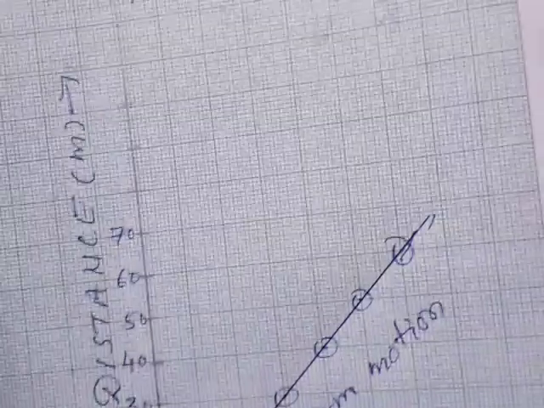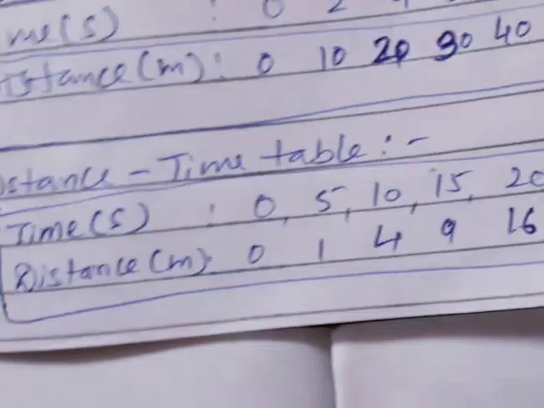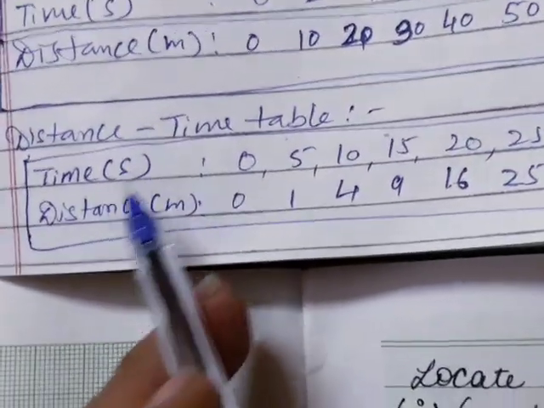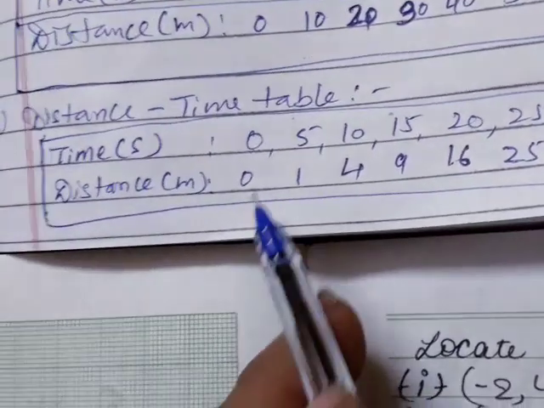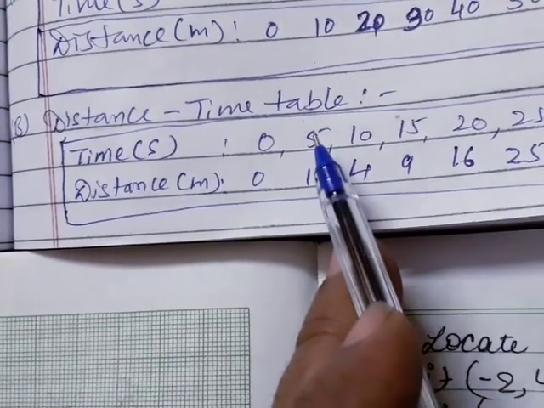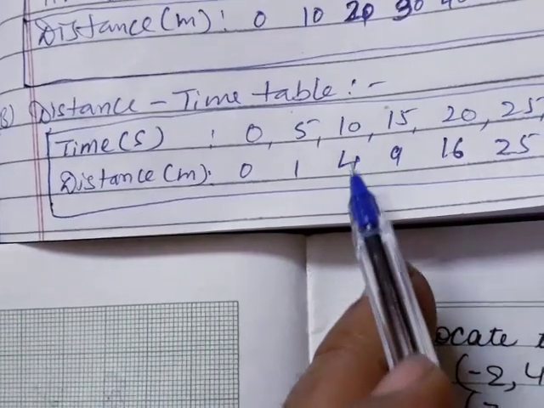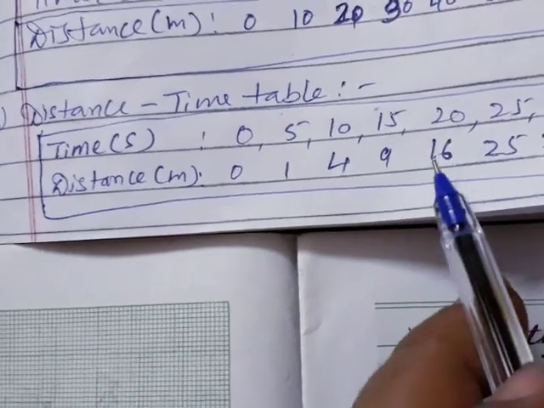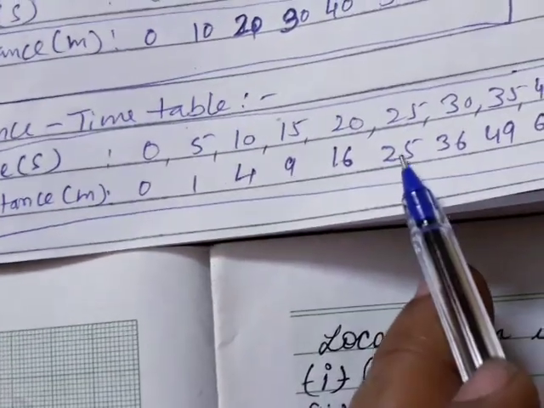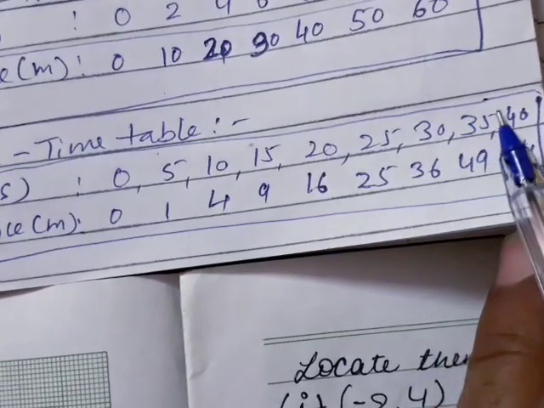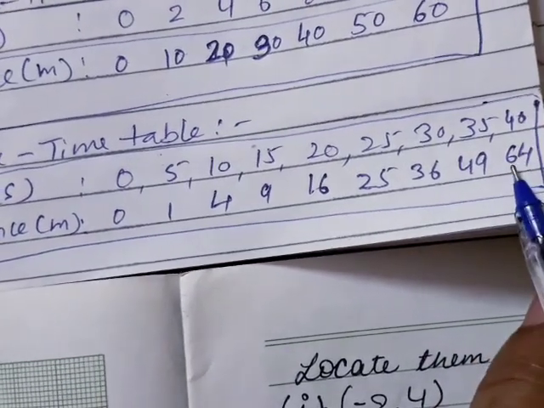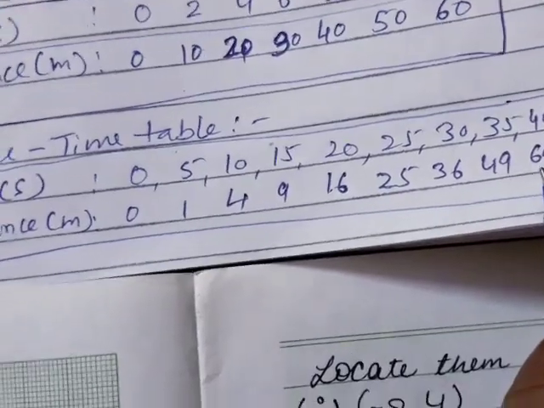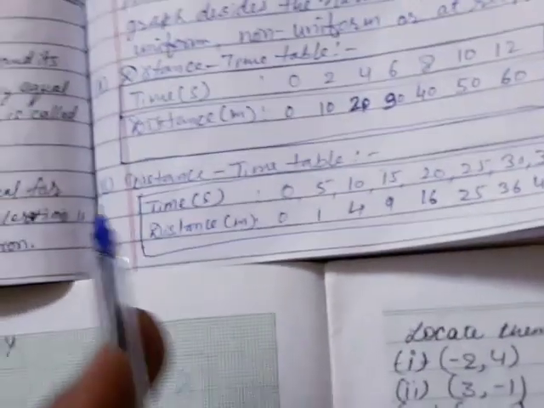Now we take another example to describe the distance-time graph. You see this distance-time table: distance 0 at time 0, at 5 seconds the distance is 1, at 10 seconds the distance is 4, at 15 seconds the distance is 9, at 20 seconds the distance is 16, at 25 seconds the distance is 25, at 30 seconds 36, at 35 seconds the distance is 49, and at 40 seconds the distance is 64. So on the basis of this distance-time table we have to plot another graph.